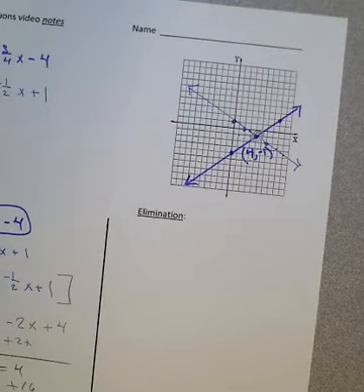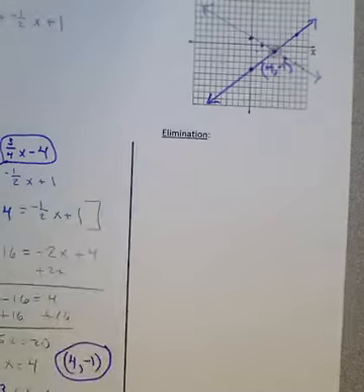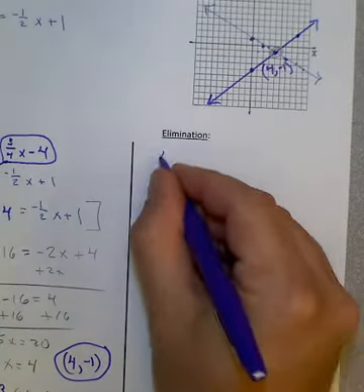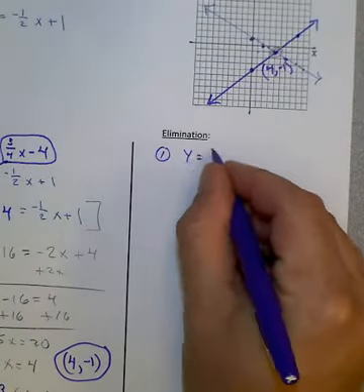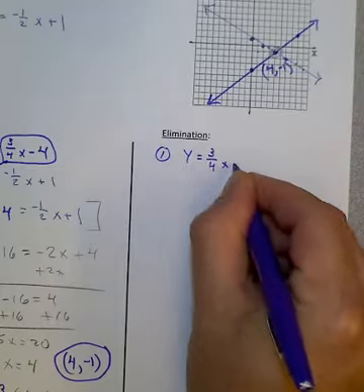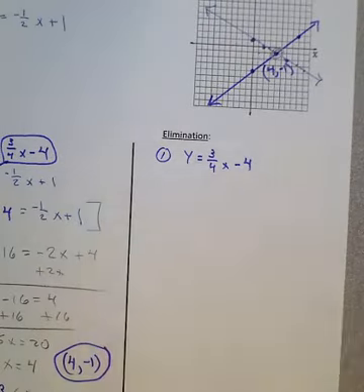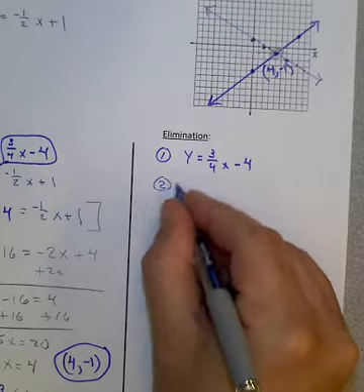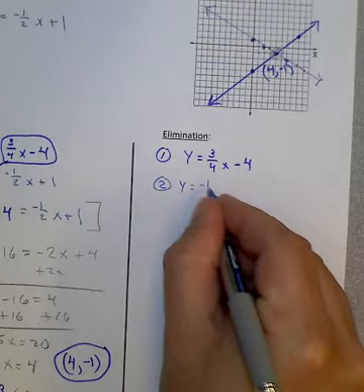The next method is the elimination method. Here's equation 1, y equals 3/4 x minus 4. And equation 2, y equals negative 1/2 x plus 1.